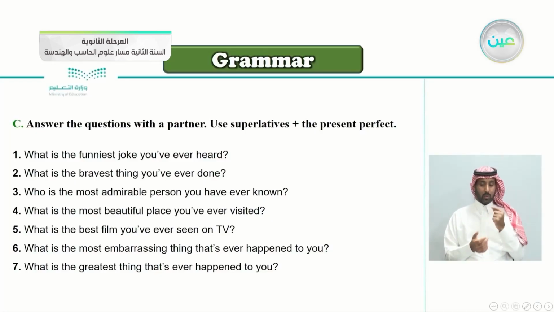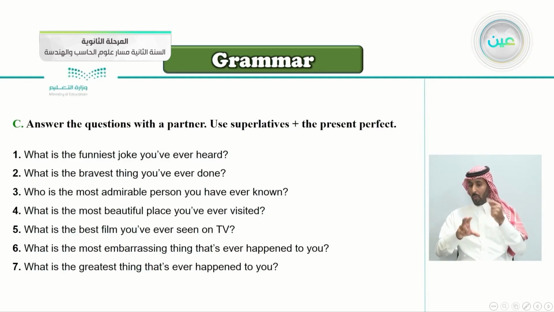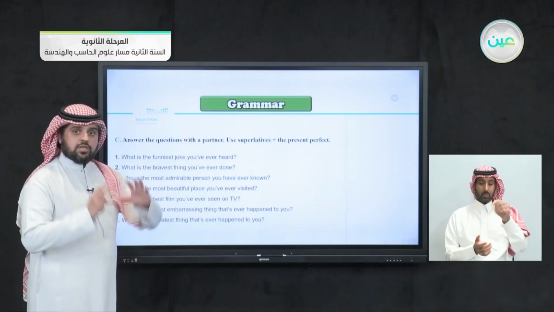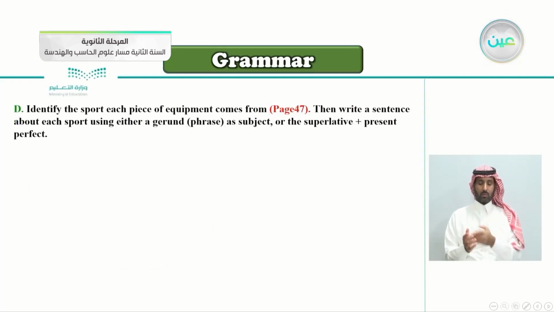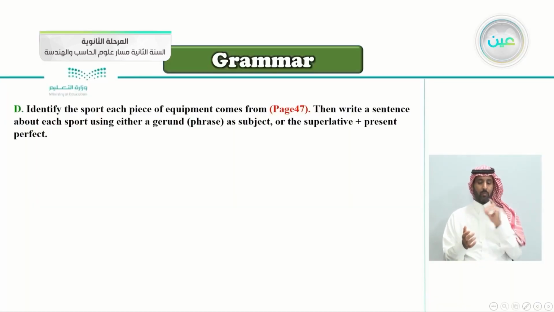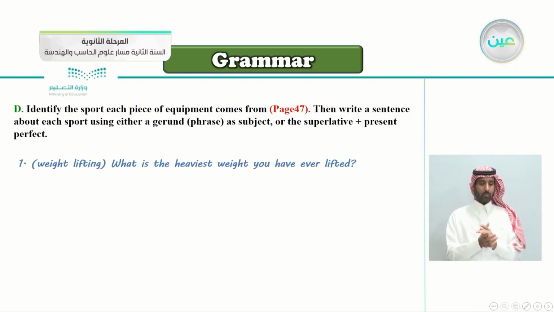What is the best film you've ever seen on TV? What is the most embarrassing thing that's ever happened to you? What is the greatest thing that's ever happened to you? So you answer all of these with your colleagues. Identify the sport. Each piece of equipment comes from page 47. You can see the pictures there. Then write a sentence about each sport using either a gerund phrase as a subject or the superlative plus the present perfect. For example, the first one, you can see the picture number 1 about the weight lifting.